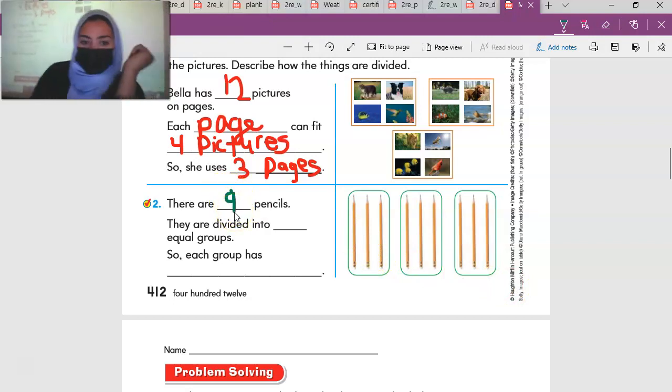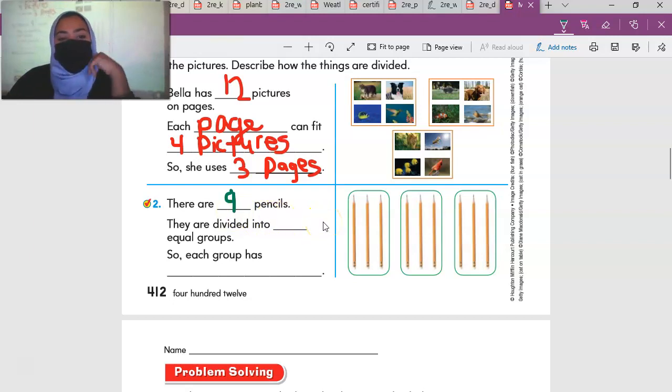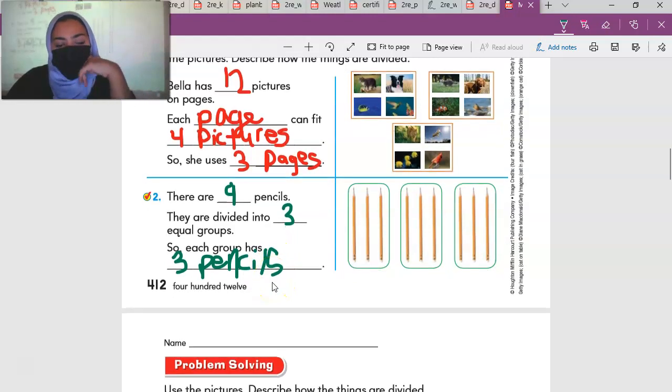Can you see that color? Yeah, okay. They are divided into blank equal groups. How many equal groups? 3. Good. These are 3 groups. This is 1 group, 2 group, 3 group. So each group has how many pencils? Each group has 3 pencils. If you don't know how to spell it, it's right there. All right. So again, you have to take your time on this. You cannot rush or you're going to get confused.